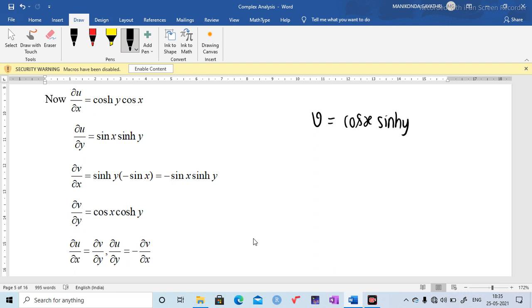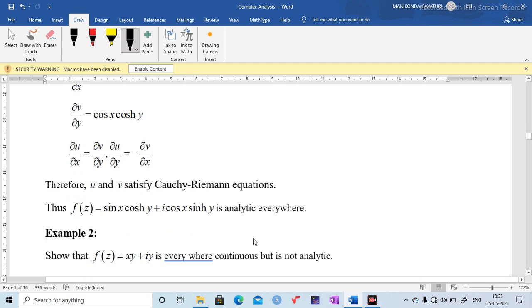Observe the quantities. We can easily say that dou u by dou x is equal to dou v by dou y, and dou u by dou y equal to minus dou v by dou x. These two are Cauchy-Riemann equations. That means u and v satisfy the Cauchy-Riemann equations. So, f of z is analytic everywhere. Observe, in this question, first we say that f of z is continuous. After that, the Cauchy-Riemann equations are satisfied by u and v. By using these two concepts, we can easily say that f of z is analytic everywhere.